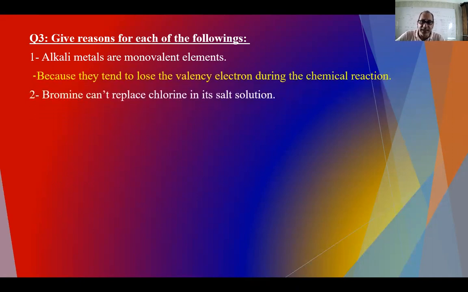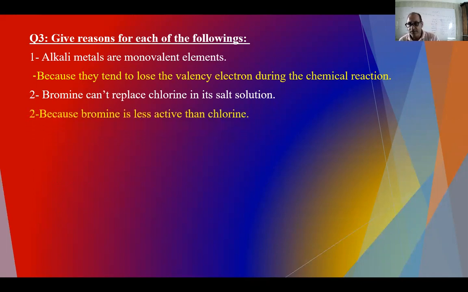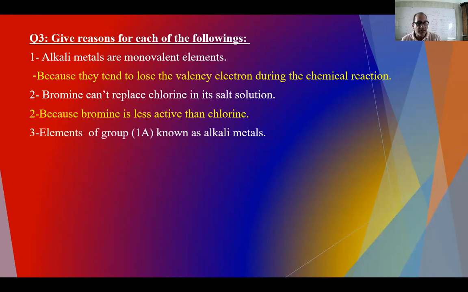Bromine cannot replace chlorine. If we look at the top of this group, it's fluorine, so it's stronger and will replace the chlorine, then comes bromine and then iodine. So chlorine can replace bromine, but not vice versa, because bromine is less active. Elements of group 1A are called alkali metals because they dissolve in water, giving alkaline solutions, or alkalis.